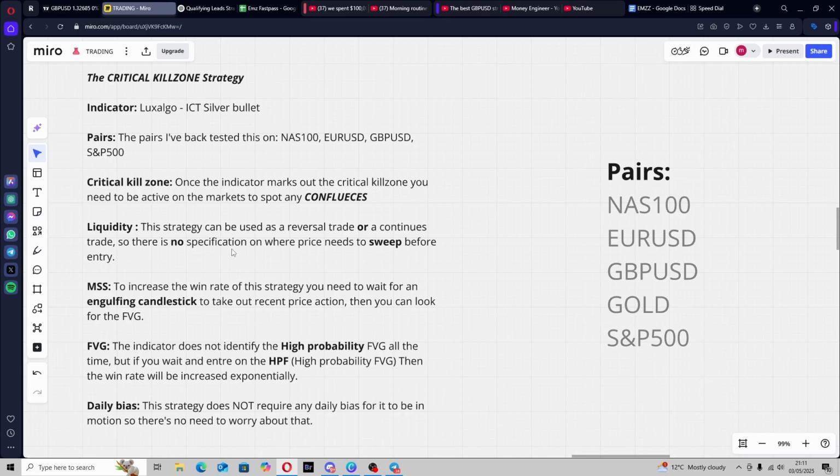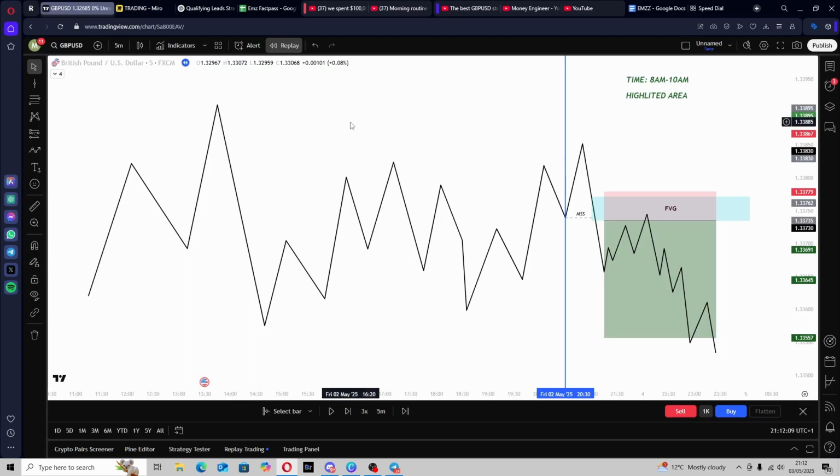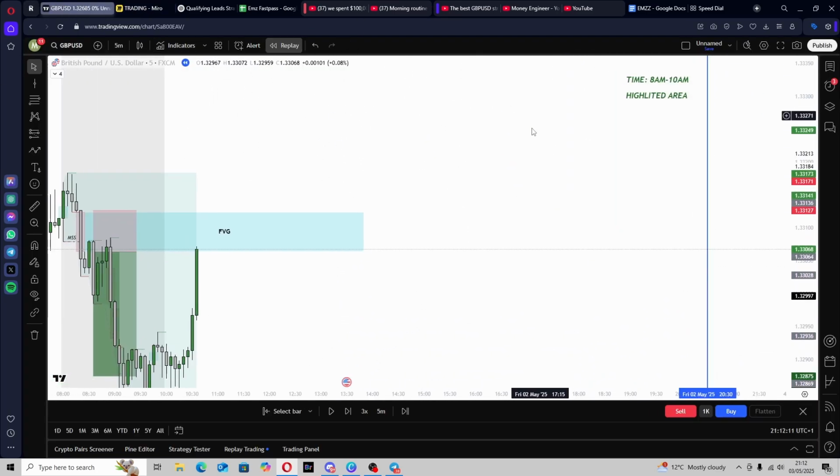Okay, remember, the indicator does not identify the high probability fair value gap all the time, but if you wait and enter on the high probability fair value gap, then the win rate will be so good, right? In the next videos, I'll be showing you how to do this on NAS 100, EUR/USD, GBP/USD, Gold, and S&P 500. We've done this on GBP/USD today.